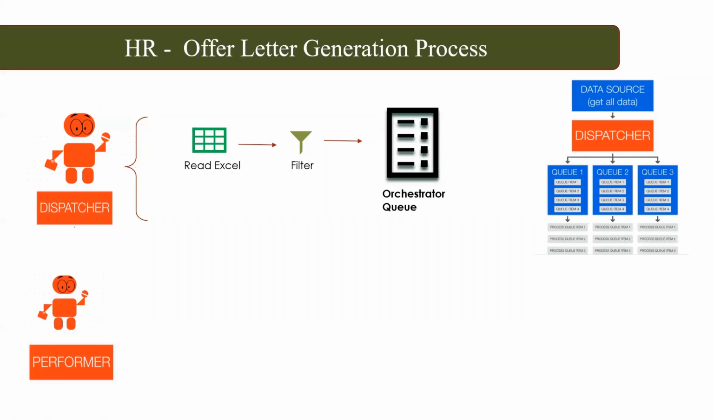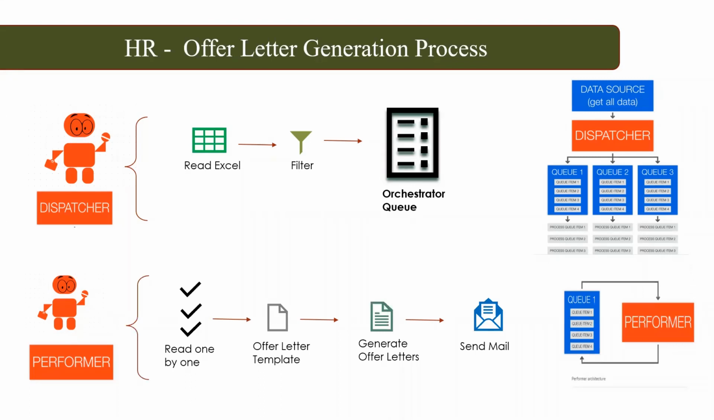Now, UiPath has a mechanism where you can add data to multiple queues, or to a single queue. As of now, we are using only a single queue. That is what the dispatcher is going to do. Once all the data is available in the queue, we would have one more process, which would be called the performer. The performer will read all the items one by one from the queue. It will generate the offer letter and it will send an email also.